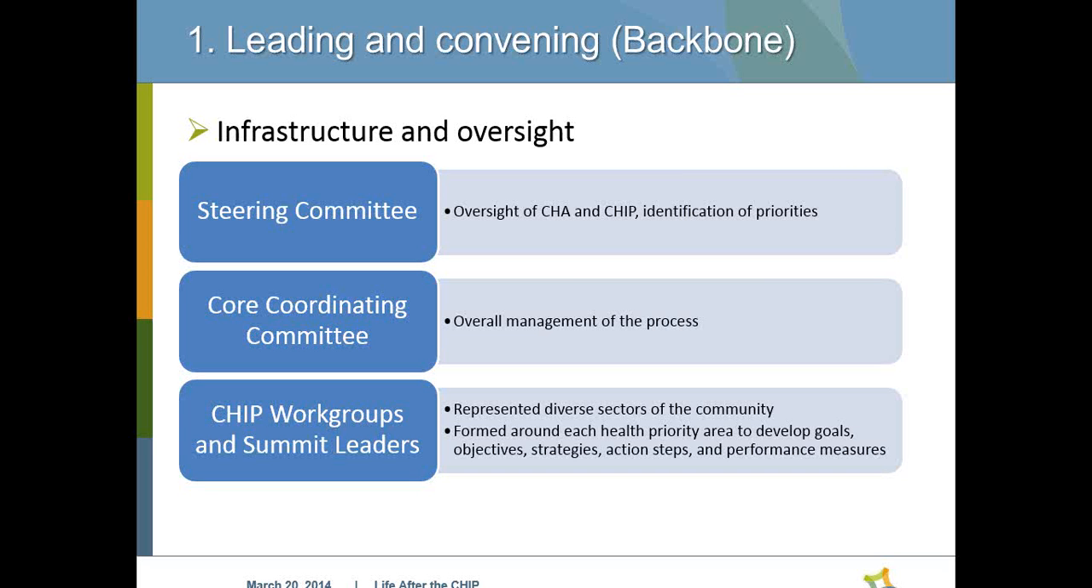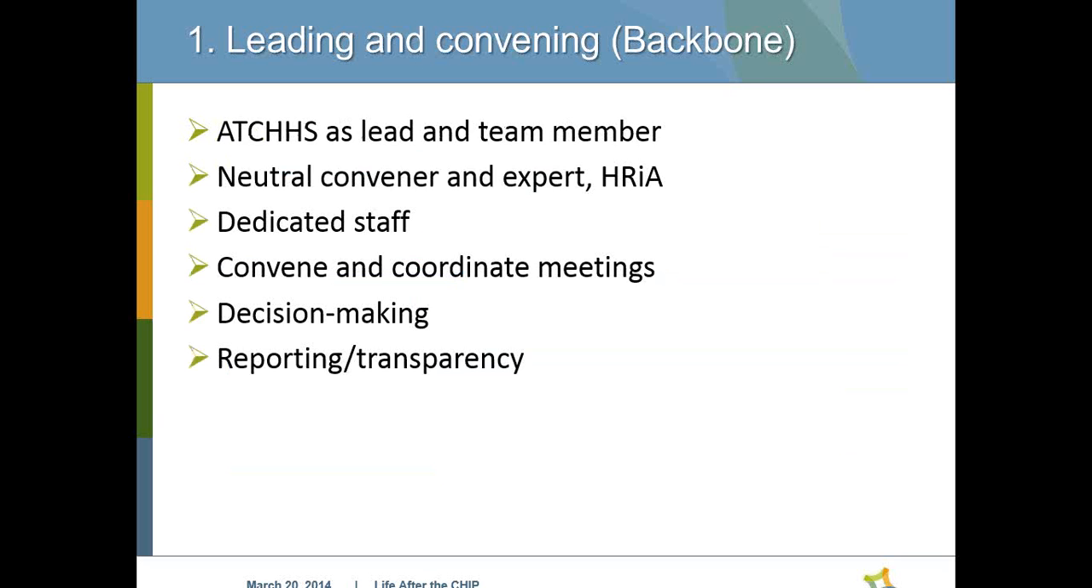So the point that I'm trying to convey is that it's ongoing, and you may need to add committees well into the process, and you want to keep in contact with the committees that you had earlier in the process as you implement your community health improvement plan.